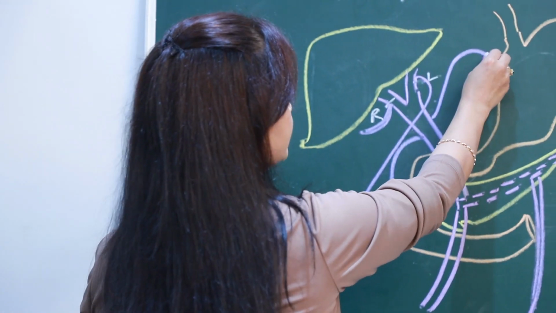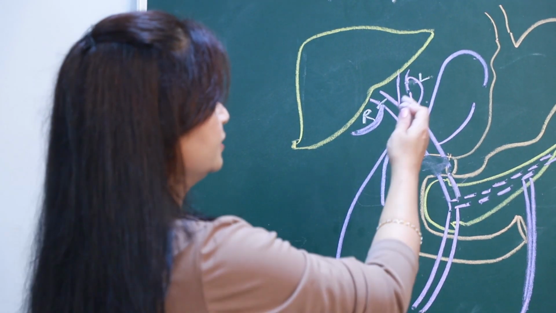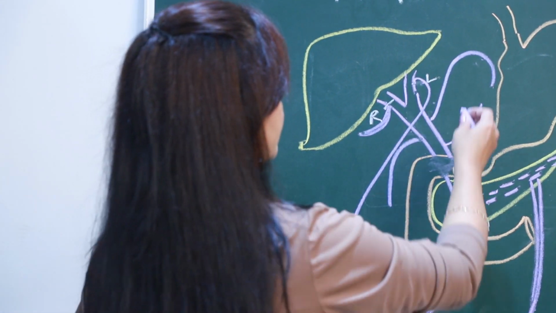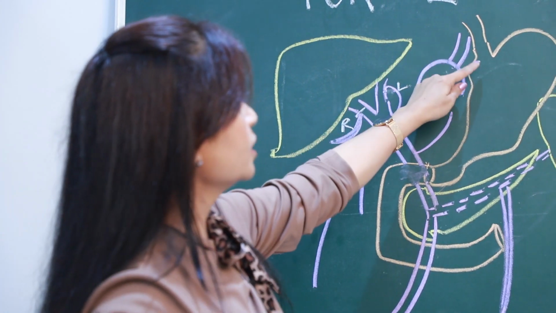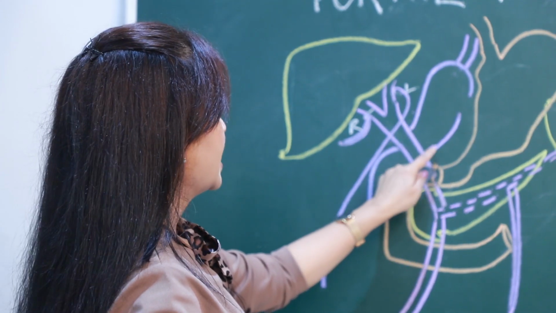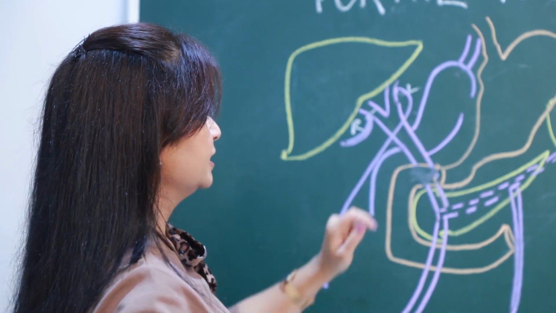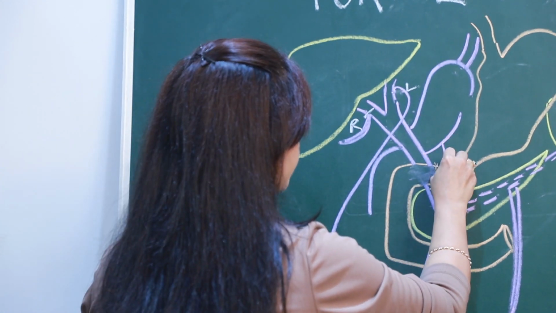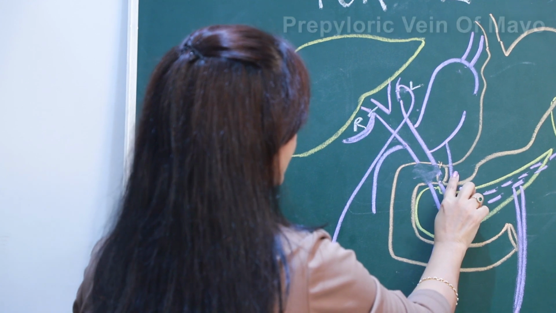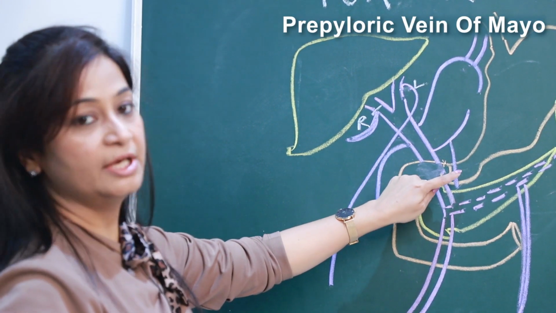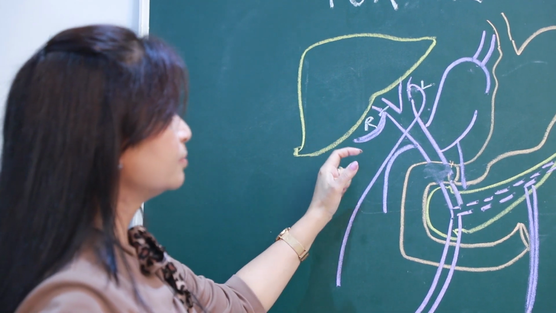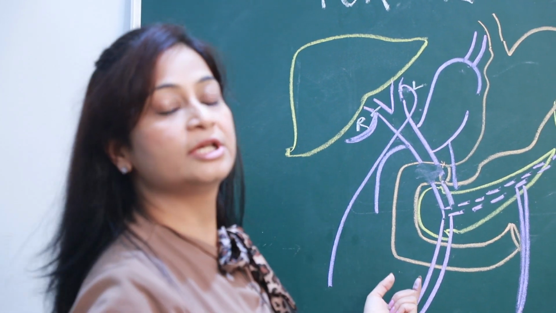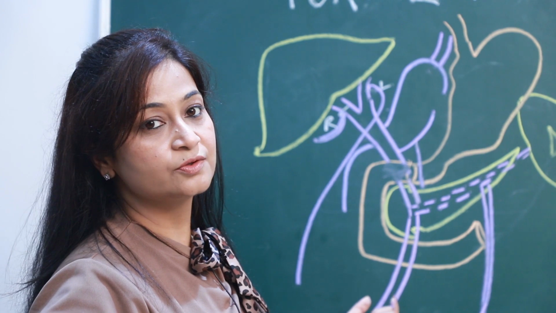Then from this left gastric branch, in fact the left gastric branch drain a few esophageal branches draining the lower part of the esophagus, and draining into the right gastric branch is a vein known as the pre-pyloric vein of Mayo. So here we have enumerated all the important tributaries of the portal vein. I hope you have understood them well.